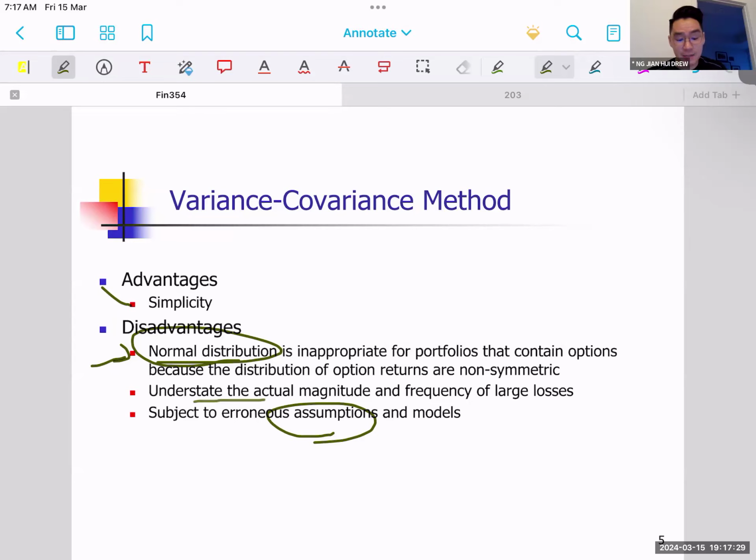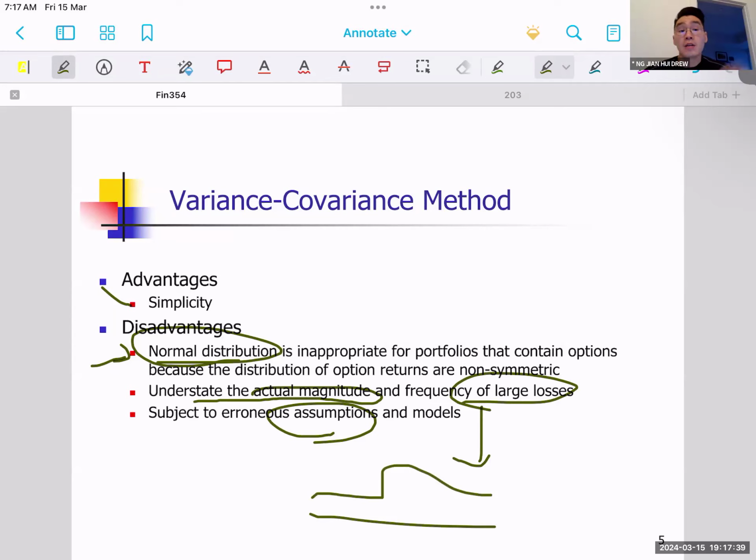You might actually underestimate the actual magnitude of losses and the frequency of large losses as well. This relates to the normal distribution that we assume, right? Maybe in a certain stock, it could be a skewed kind of distribution, like this, and might not be a standard normal distribution. Because we assume a standard normal, we underestimate the magnitude of losses. Skewed meaning that you see here, we have a lot of loss.